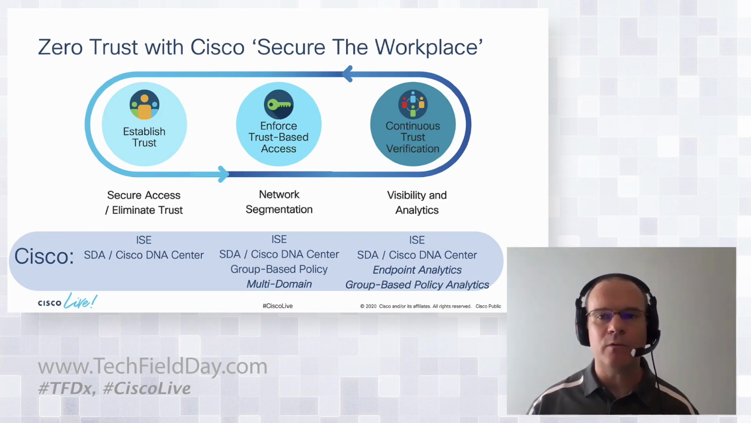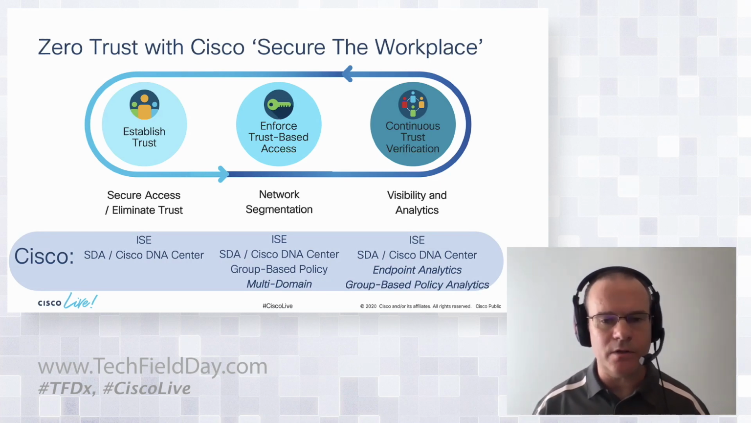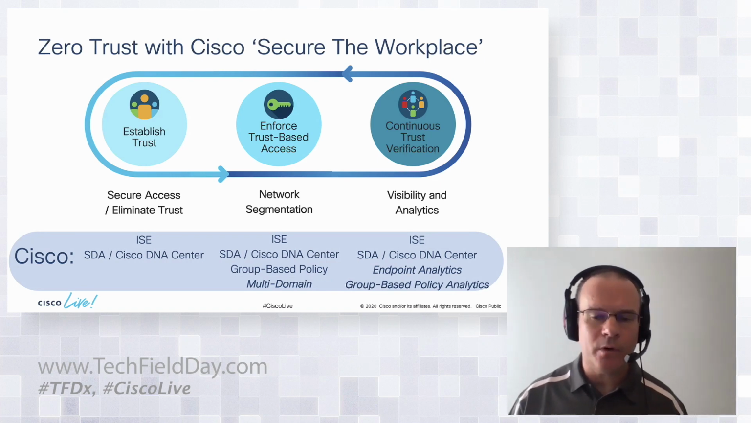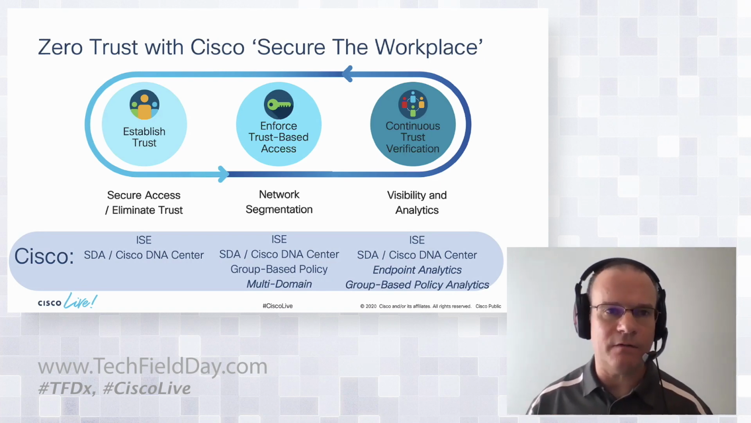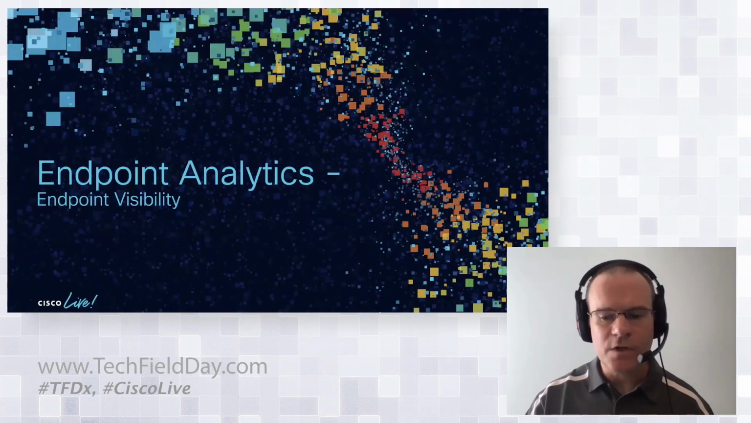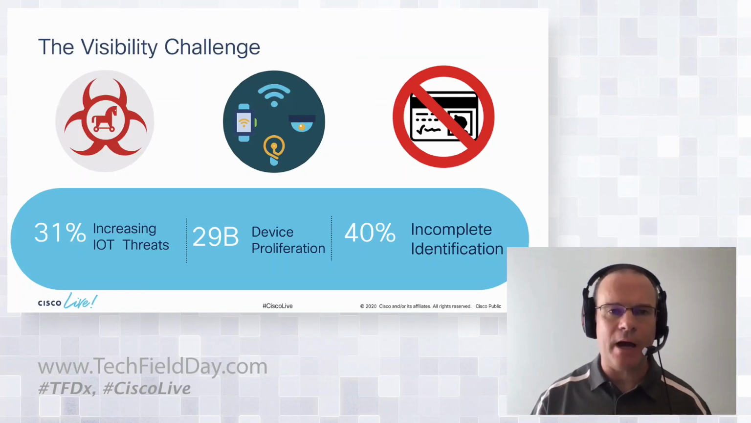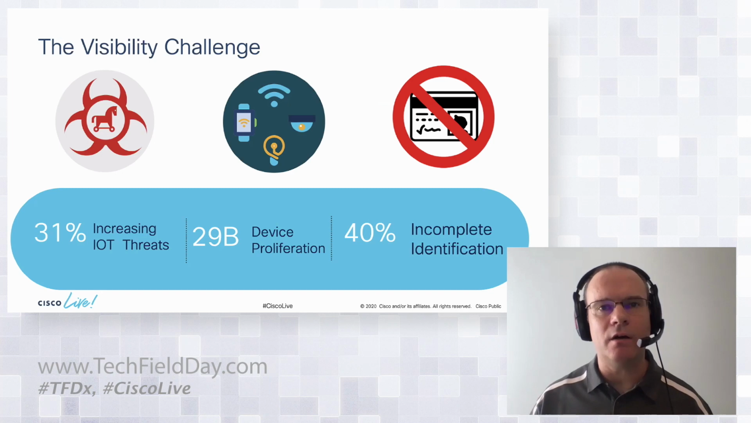And then finally, how do we continually verify what's going on and create visibility? What's in italics and bold is what I'm going to be talking about today: endpoint analytics, group-based analytics, and then finally scaling out enterprise security policy. So let's look at endpoint analytics. Endpoint analytics is basically about addressing a challenge where a large percentage of the endpoints on the network are unknown.